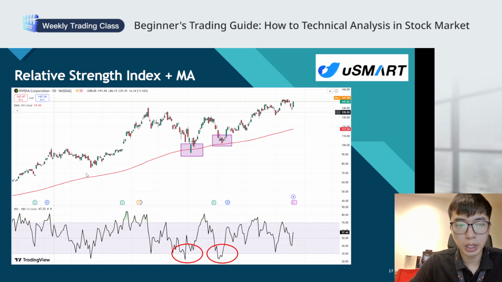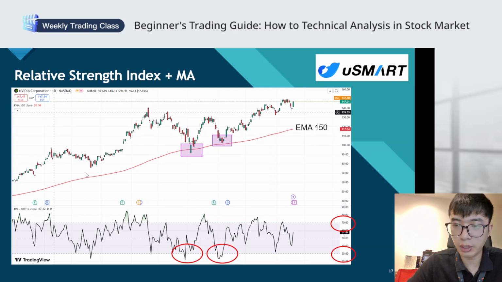So here we can see that the price hit the moving average. We try to buy the moving average uptrend when the price retraces and hits the moving average, and then we can see that the relative strength index is below 30. So it has a confluence. We call it confluence, like there are two reasons for you to do this trade. So this is a long-term moving average, and then this RSI hit below the oversold level. So you can consider buying these stocks.